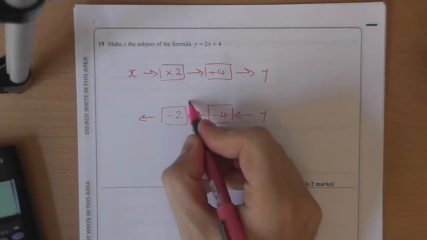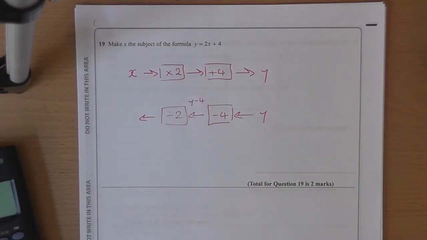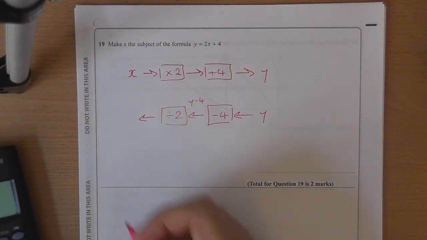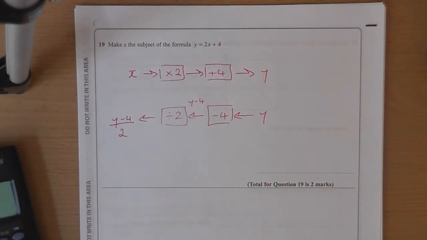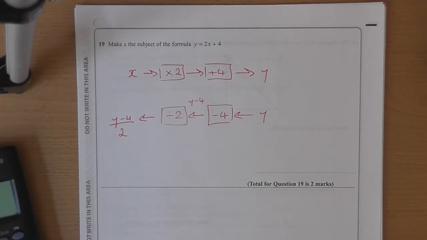Y take away 4. The best thing we can do is to write that as y take away 4. We can't simplify that anymore. They're 2 different things. One is a letter, one is a single number. The best we can do is write it as y take away 4, but that's okay because we're rewriting a formula. We're then going to divide the whole thing by 2. Well, we don't really need to get particularly fancy with this either. We can just write that as y take away 4, all of which is divided by 2.